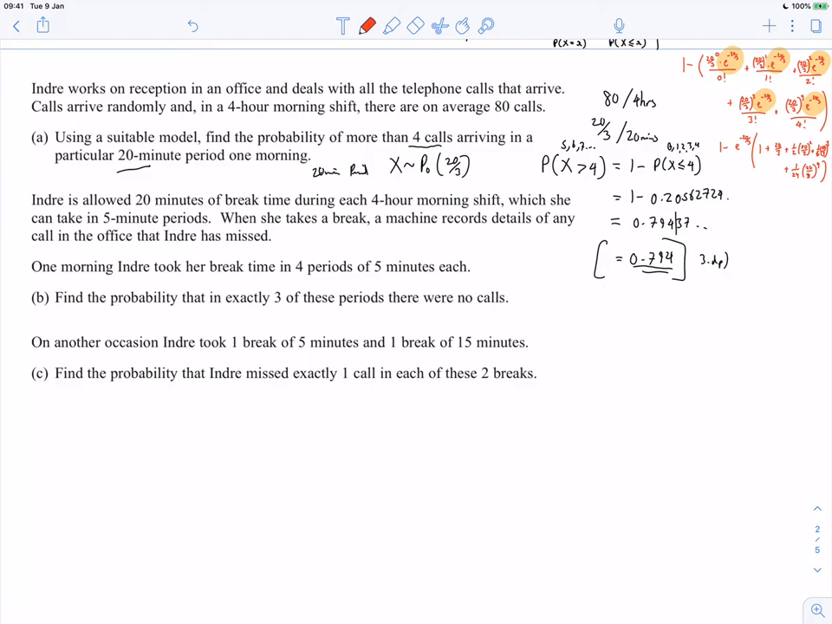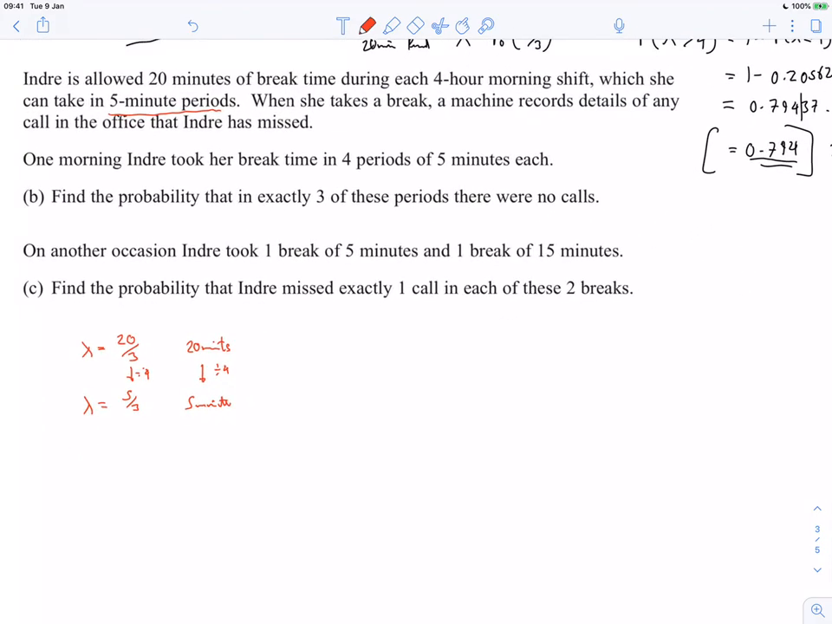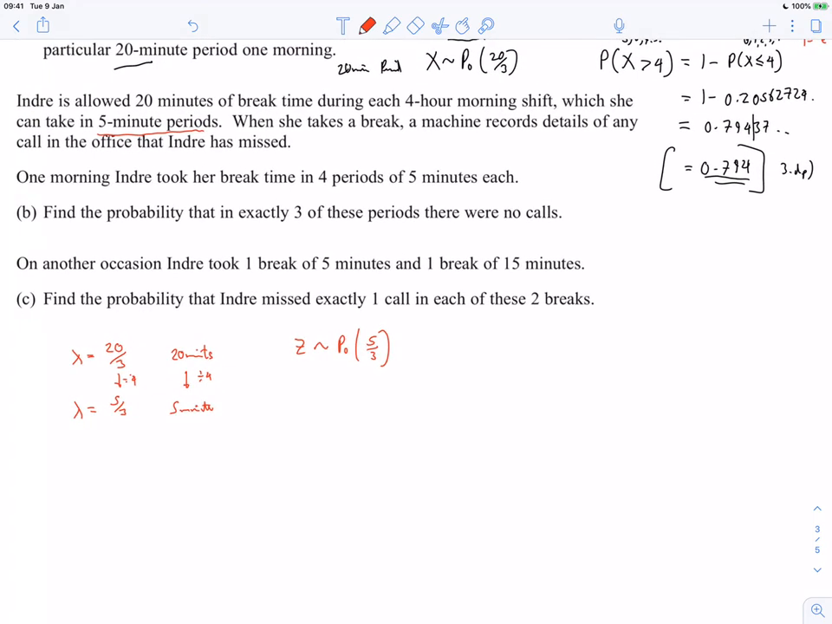Right, okay, now let's get the rate for these 5-minute periods. So, if lambda was 20/3 for 20 minutes, then think about it, lambda must be 5/3 for a 5-minute interval, right? I'm just scaling it down. I divide this by 4, I divide this by 4. So, let's call our new distribution Z, distributed Poisson with a rate of 5/3. And now, I want to know the probability of Z equaling 0, because that's the probability that in a 5-minute interval, there are no calls.